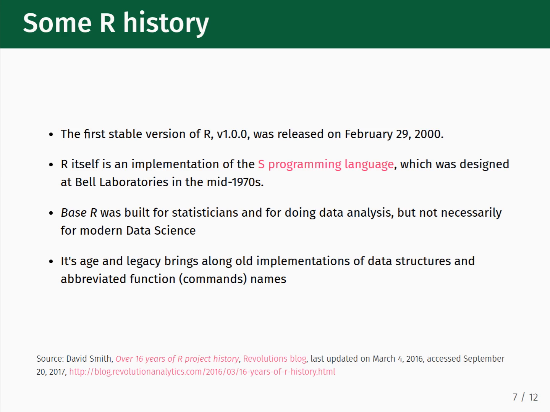Base R, which is how people refer to a fresh installation of R without any extra packages installed, was built for statisticians and for doing data analysis, but not necessarily for modern data science. Its age and legacy brings along old implementations of data structures and abbreviated function names, which can be particularly confusing and strange-looking for beginners. That's changed in recent years.